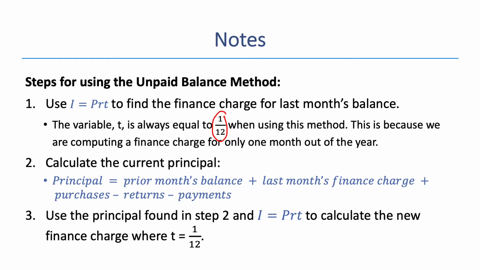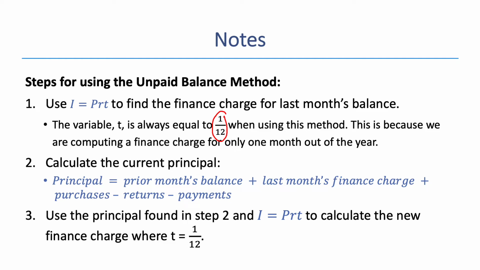The next step is to calculate the current principal. You find the current principal by taking the prior month's balance, adding in the finance charge for the last month, then adding any purchases that you made on the credit card, and subtracting any returns, and also subtracting any payments that you made. This will give us the amount or the principal that we currently owe on the credit card.